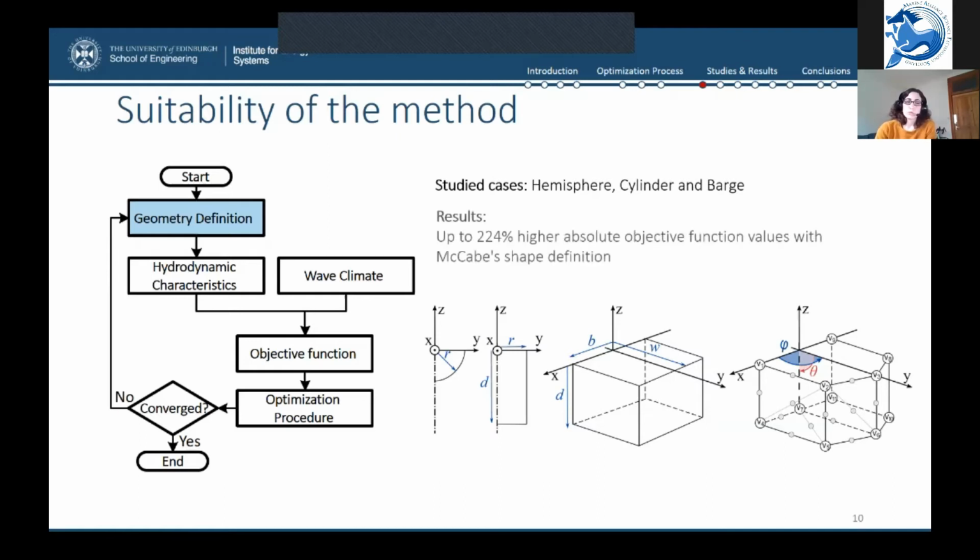And the result was that up to 224% higher objective function values could be achieved with McCabe's shape definition, so this more complex shape definition. And so the results showed that yes, it is worth the trouble to use this more complex geometry definition for WEC geometry optimization.